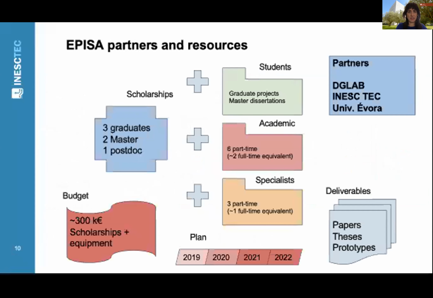EPISA involves INESC TEC, that is the project leader, the Portuguese National Archives, that are the public administration partner, and also University of Évora, that has expertise in natural language processing. The formal budget is around 300K, but the real effort, if we count scholarships, the academic students and specialist collaboration, is equivalent to more than 3 times this budget. This project was designed to run in 3 years, but given the contingency of the pandemic, we got an extension of an extra year within the original budget.